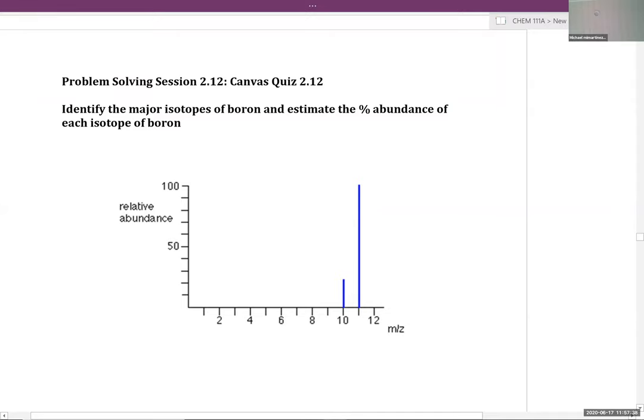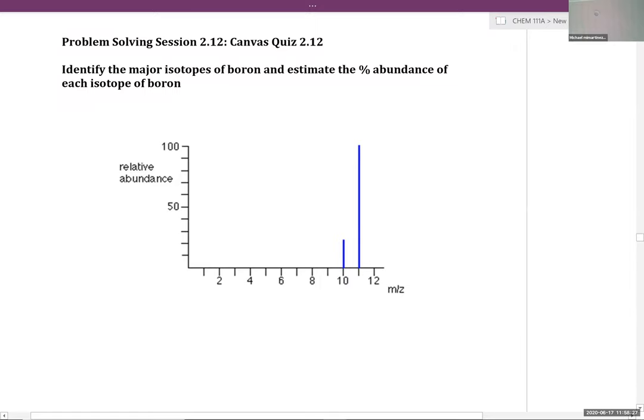I see some reasonable responses via Canvas. Let's try to get a few more responses in the chat and then we will discuss. Perfect. So let's discuss this example.